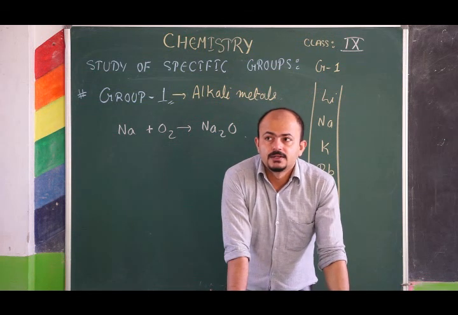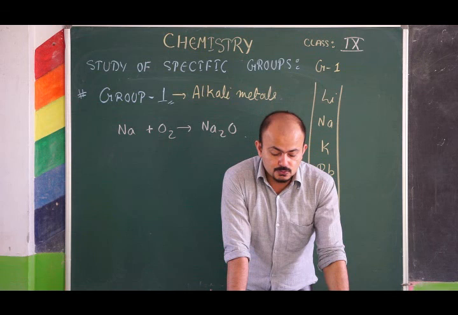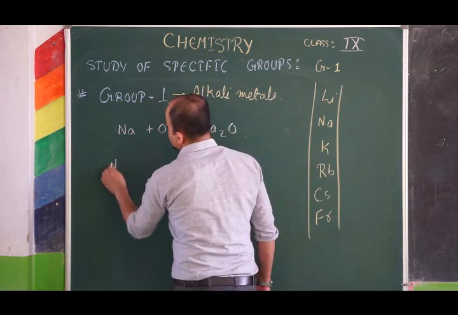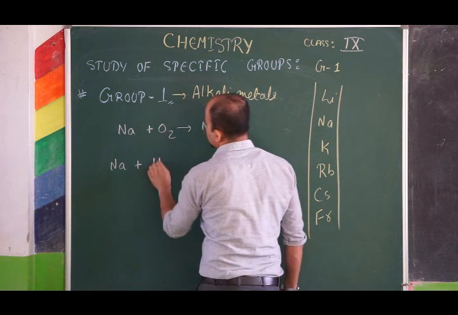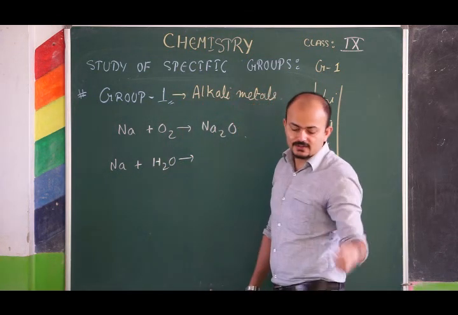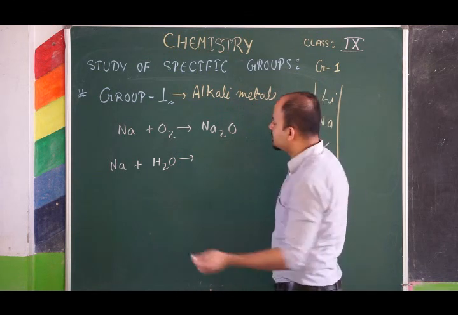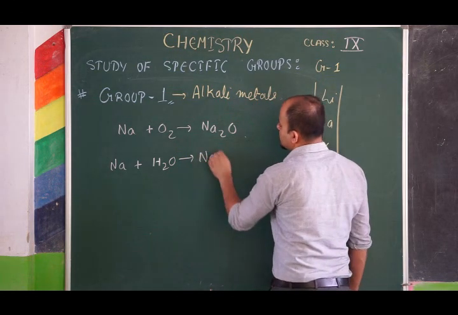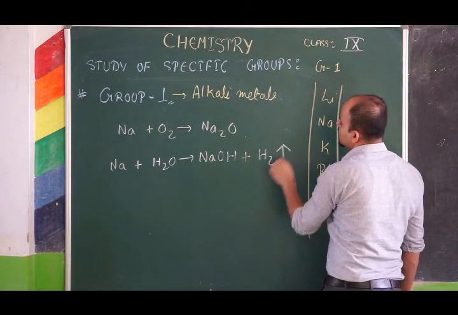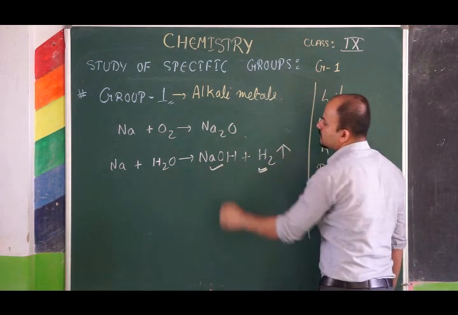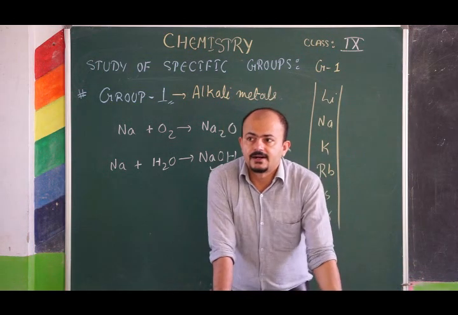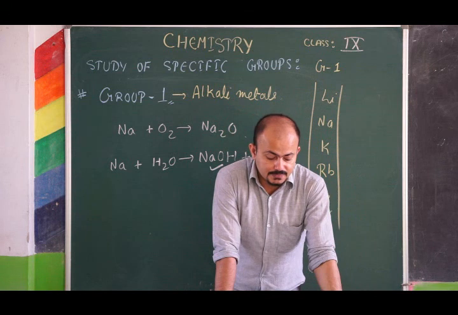Now, action with water. Whenever these metals react with water, hydrogen gas is liberated. So, suppose you have sodium reacting with water. What will it form? It will form hydroxides, that is sodium hydroxide. And which part is important? It liberates hydrogen gas. It forms hydroxides. Okay, and these hydroxides are highly basic in nature.